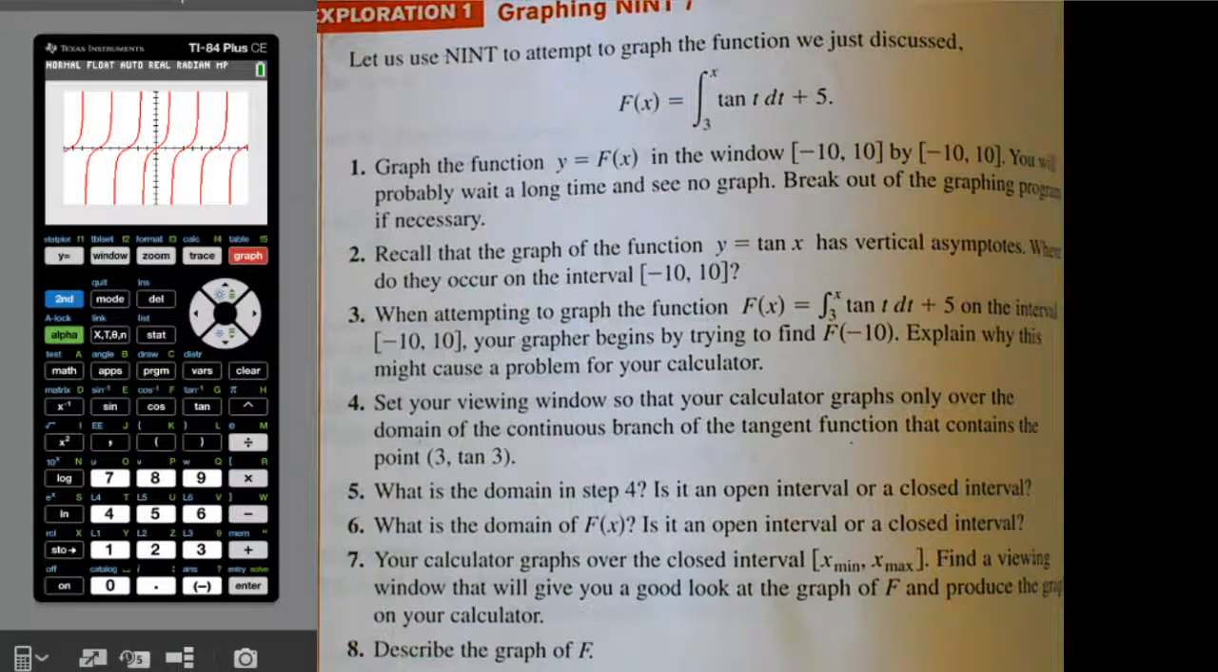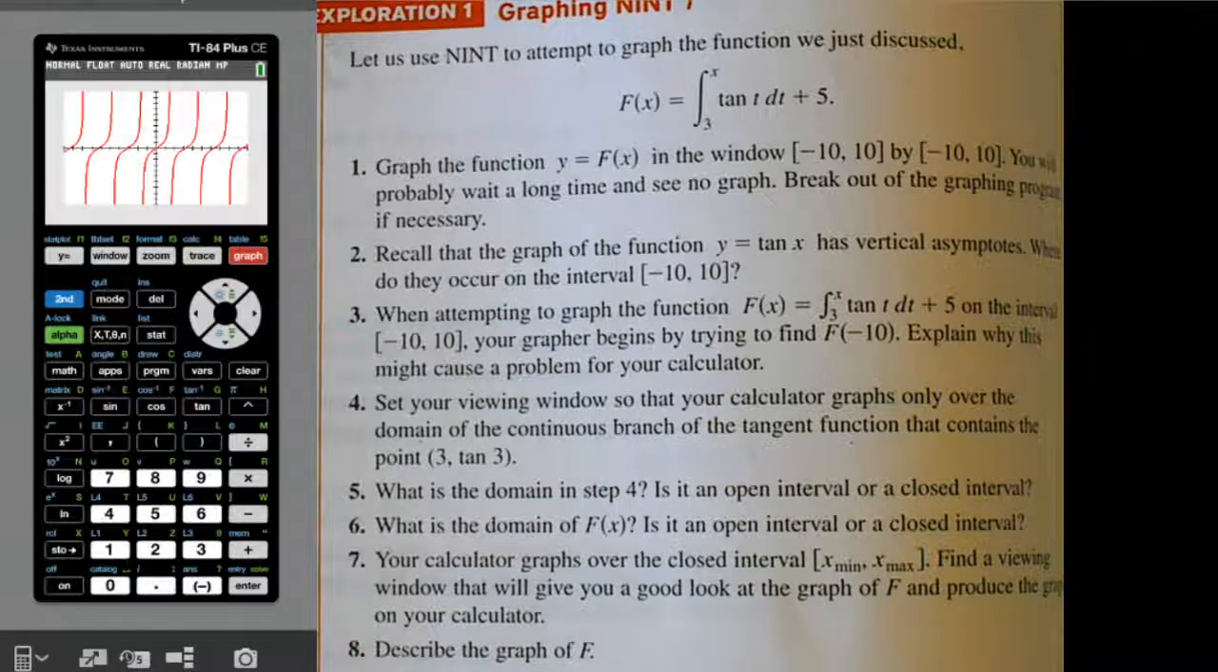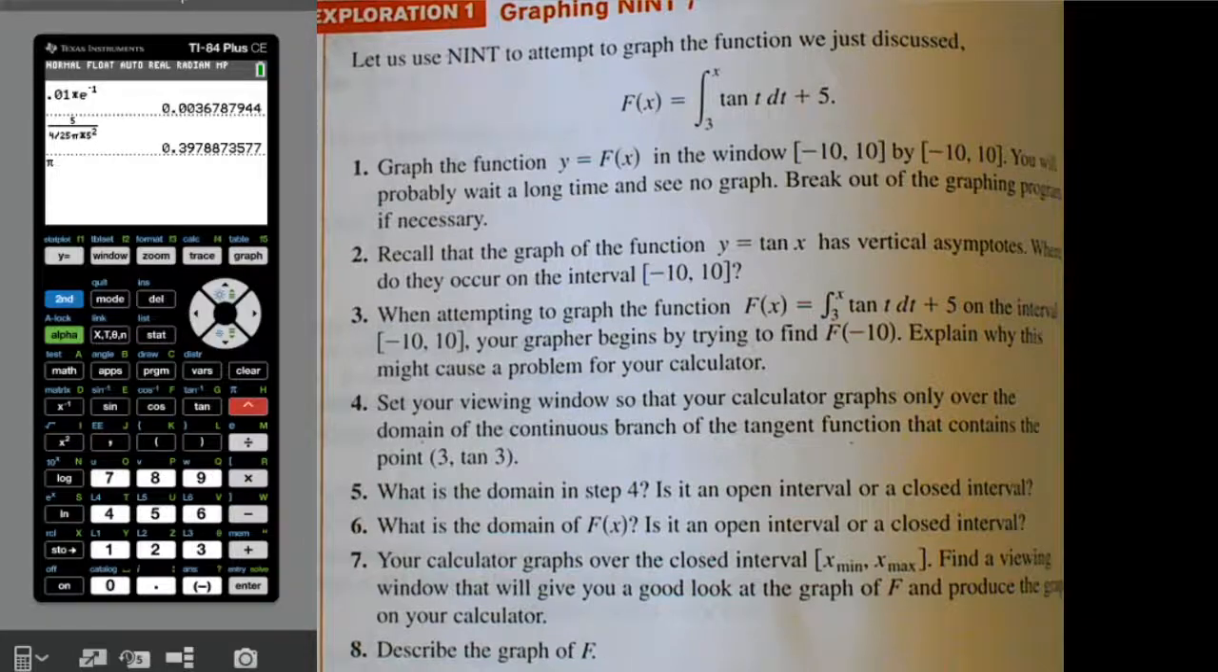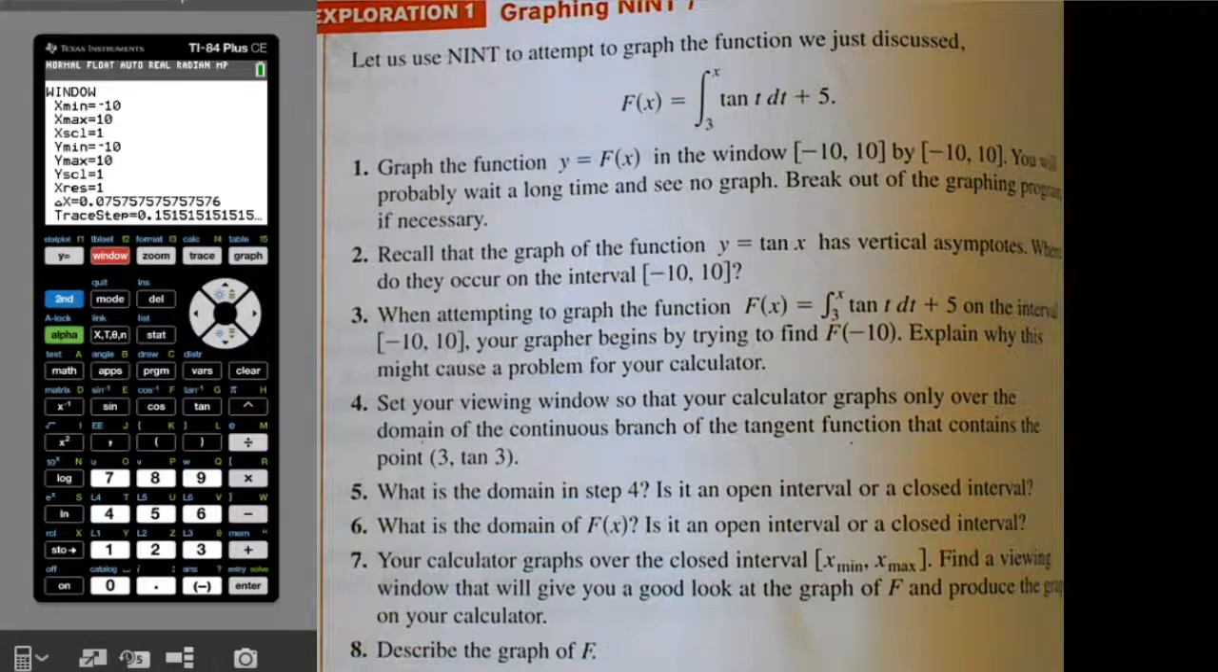So we're going to set our viewing window so that our calculator graphs only over the domain on the continuous branch of the tangent function, the one that contains the point 3, comma tangent of 3. So thinking about 3 is right around pi, right? So we know that if we graph this between pi over 2 and 3 pi over 2, hopefully we're going to get, oh, look at that. Now we can see the graph, as long as you make sure what you're graphing is continuous over that interval.